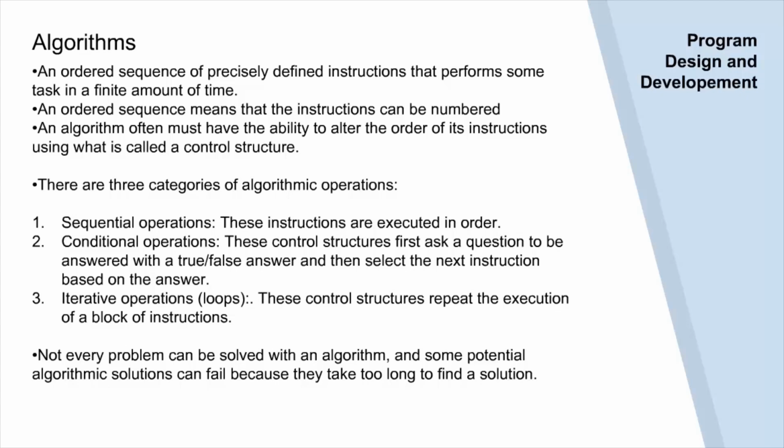There are three categories of algorithmic operations. First is sequential operation, these are instructions that are executed in order. Then we have conditional operation, these are the control structures that first check for a condition and then, according to the condition, they execute instructions. Then third, iterative operations. These are control structures that repeat a certain set of instructions over and over again. Not every problem can be solved with an algorithm, and some potential algorithm solutions can also fail because they might take a long amount of time to find a solution.